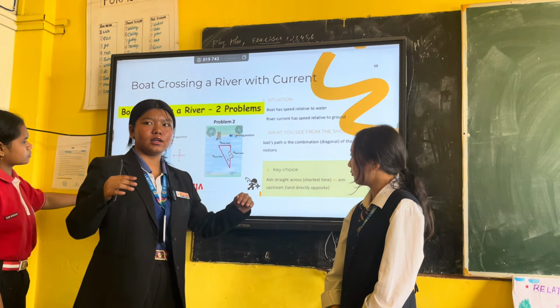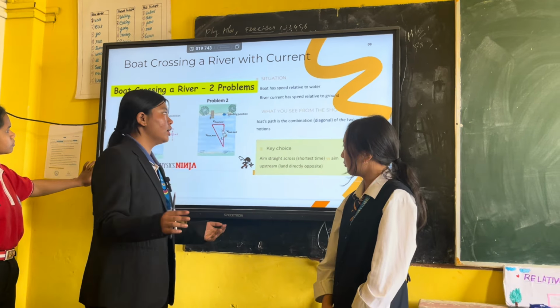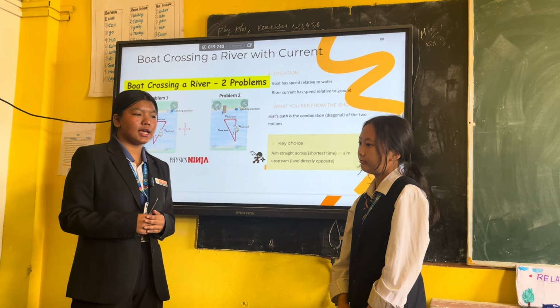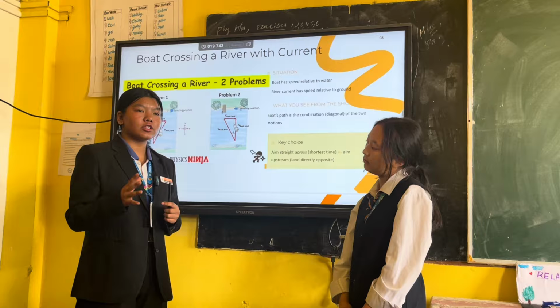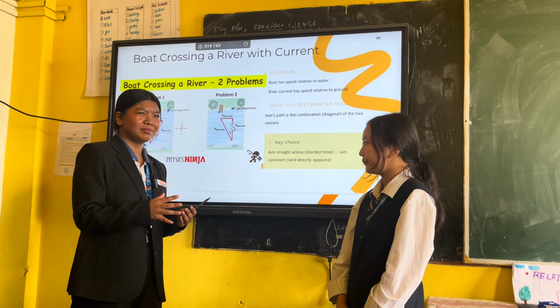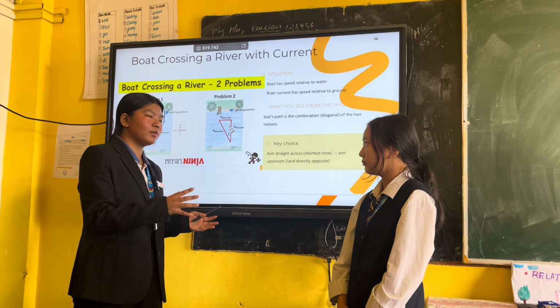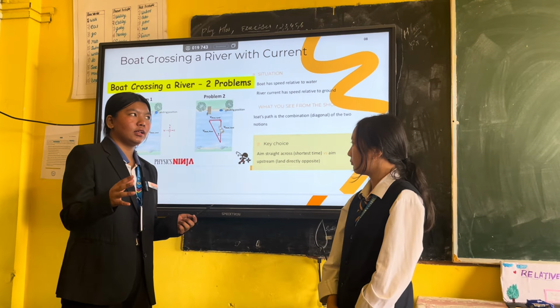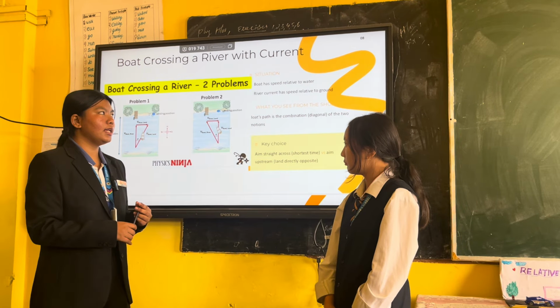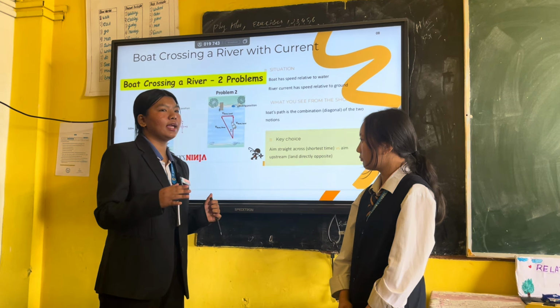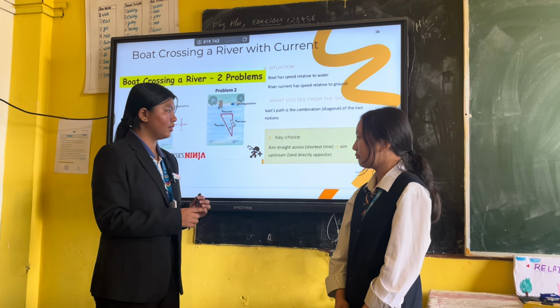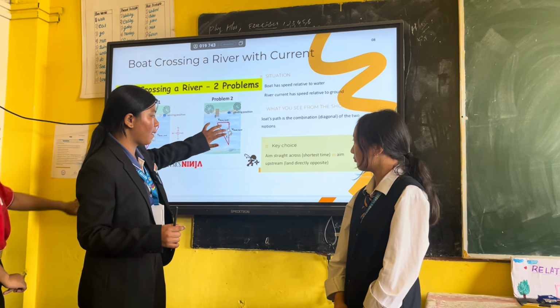What does a person see from the shore? They see that the boat is moving, but it is also getting pushed by the river current. So it appears that the boat is moving in a diagonal or slanting path. Now problems.